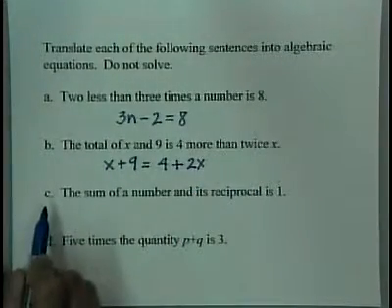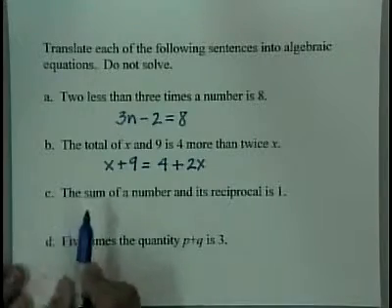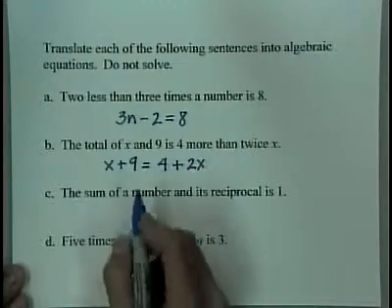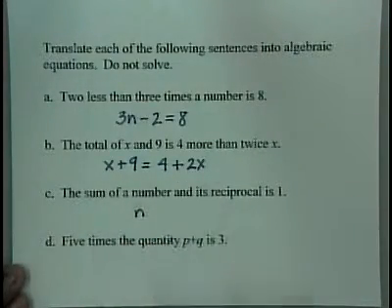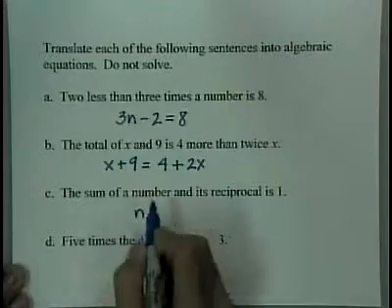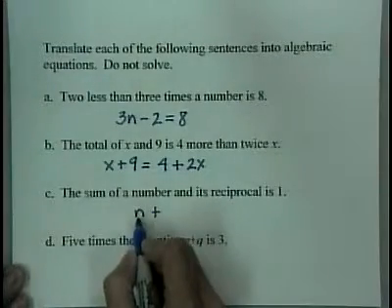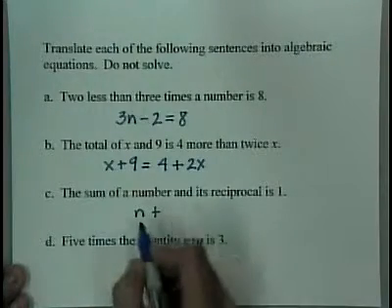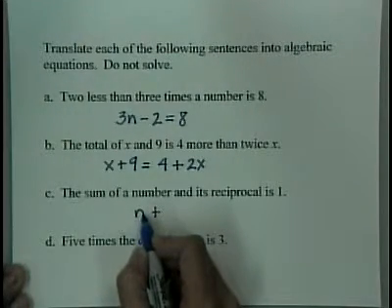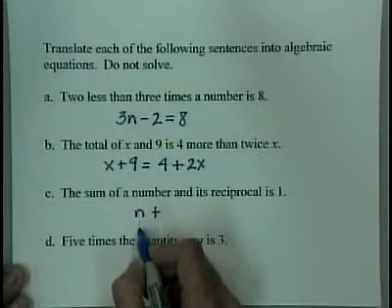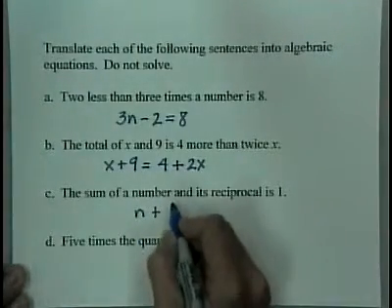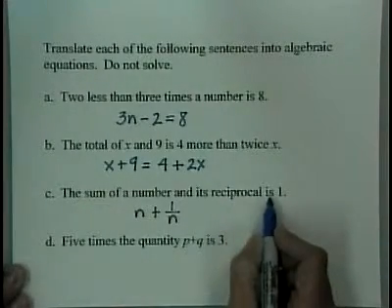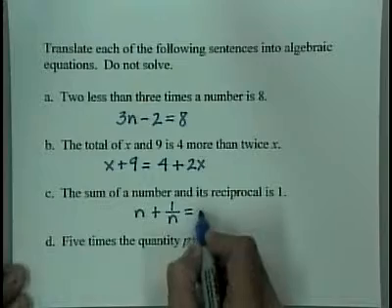Our third sentence says, the sum of a number and its reciprocal is 1. Well, let's pick some letter to represent our number. We want to take the sum, which means to add, our number and its reciprocal. Remember that a reciprocal is found by interchanging the numerator and denominator. There's an implied 1 in the denominator here, so the reciprocal of n is 1 over n. And that sum equals 1.